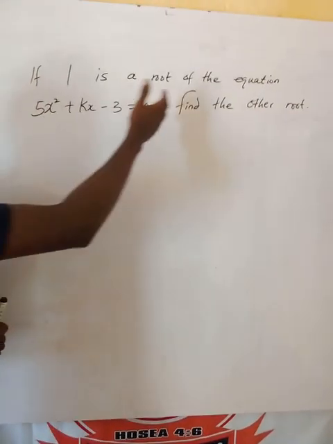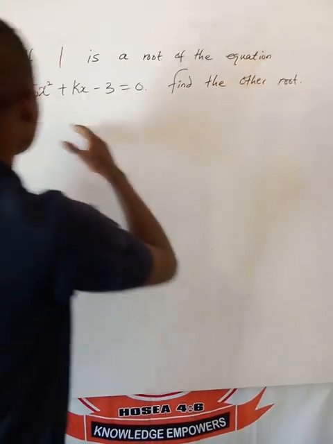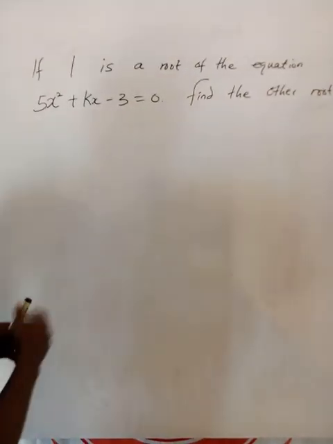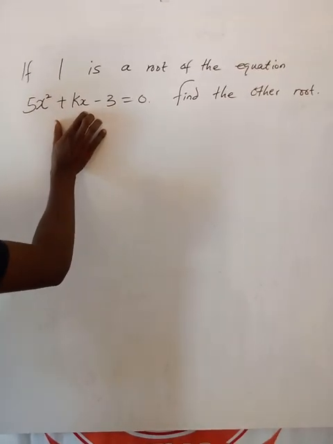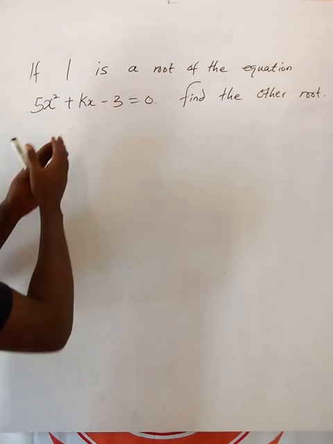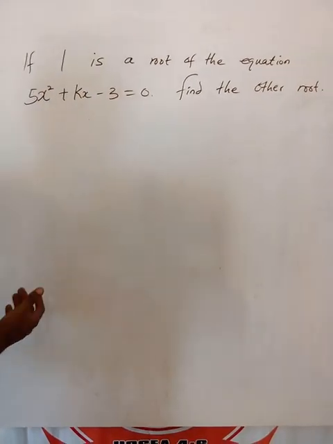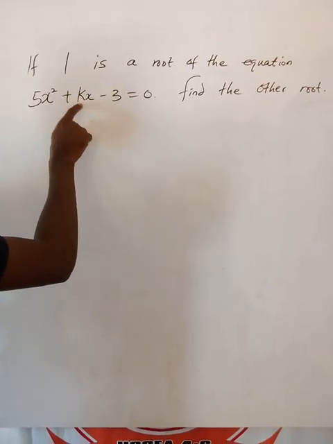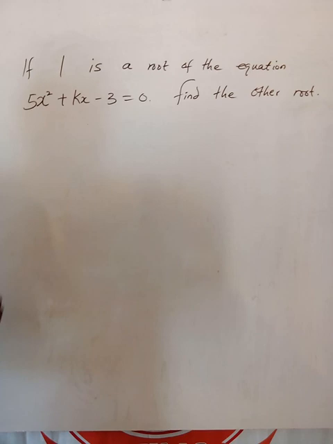If 1 is a root of the equation 5x squared plus kx minus 3 equals 0, find the other root. This is a quadratic equation. We are given one of the roots. All we need to do is to solve this quadratic equation and get the second root. However, before we do that, there's an unknown here called k. Until we find this k, we cannot do that.